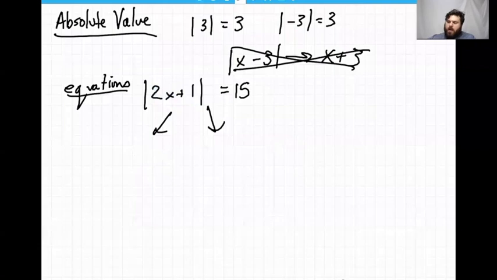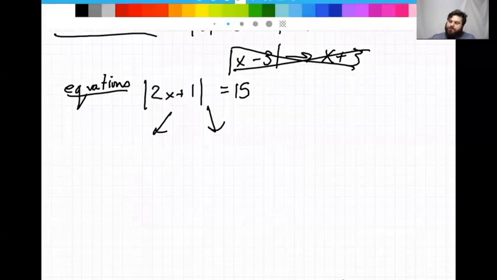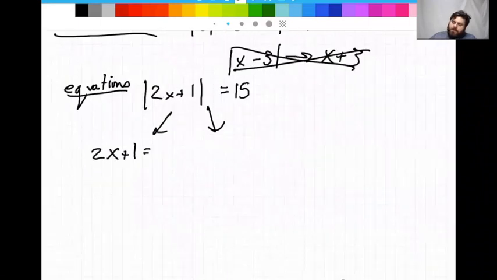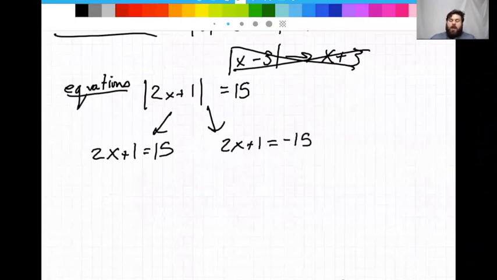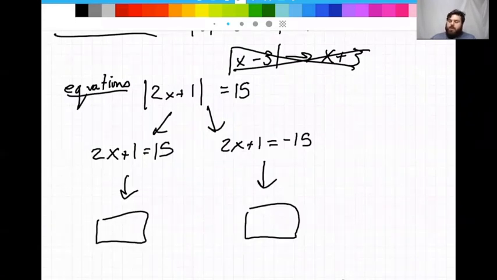It's 2x plus 1. So that means I have 2 equations. I have 2x plus 1 equals 15, and I have 2x plus 1 equals negative 15. Either way, these are going to solve and make a solution. I'm not going to work this out because we're running low on time, but you usually get 2 solutions with these inequalities. You'll get x equals 7, and x equals negative 8.